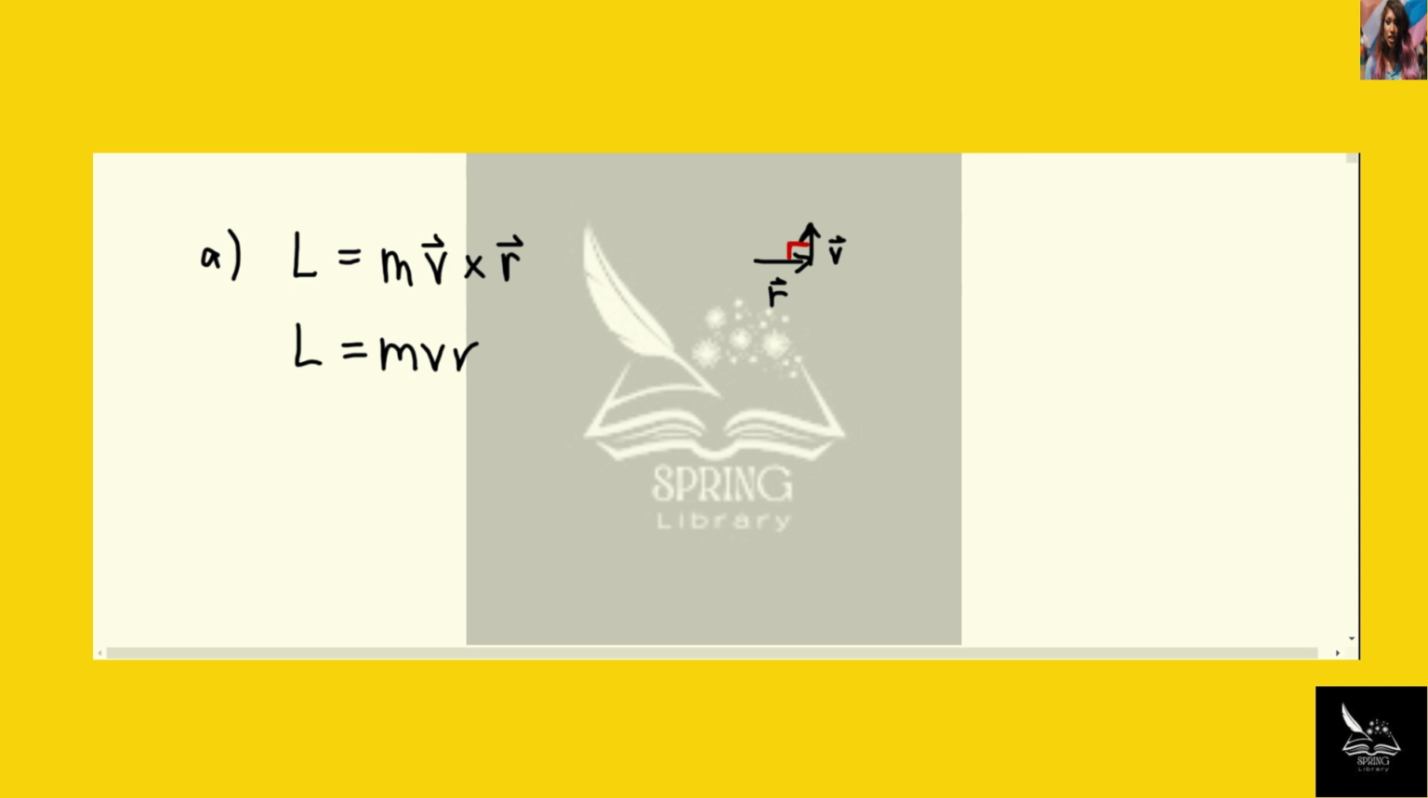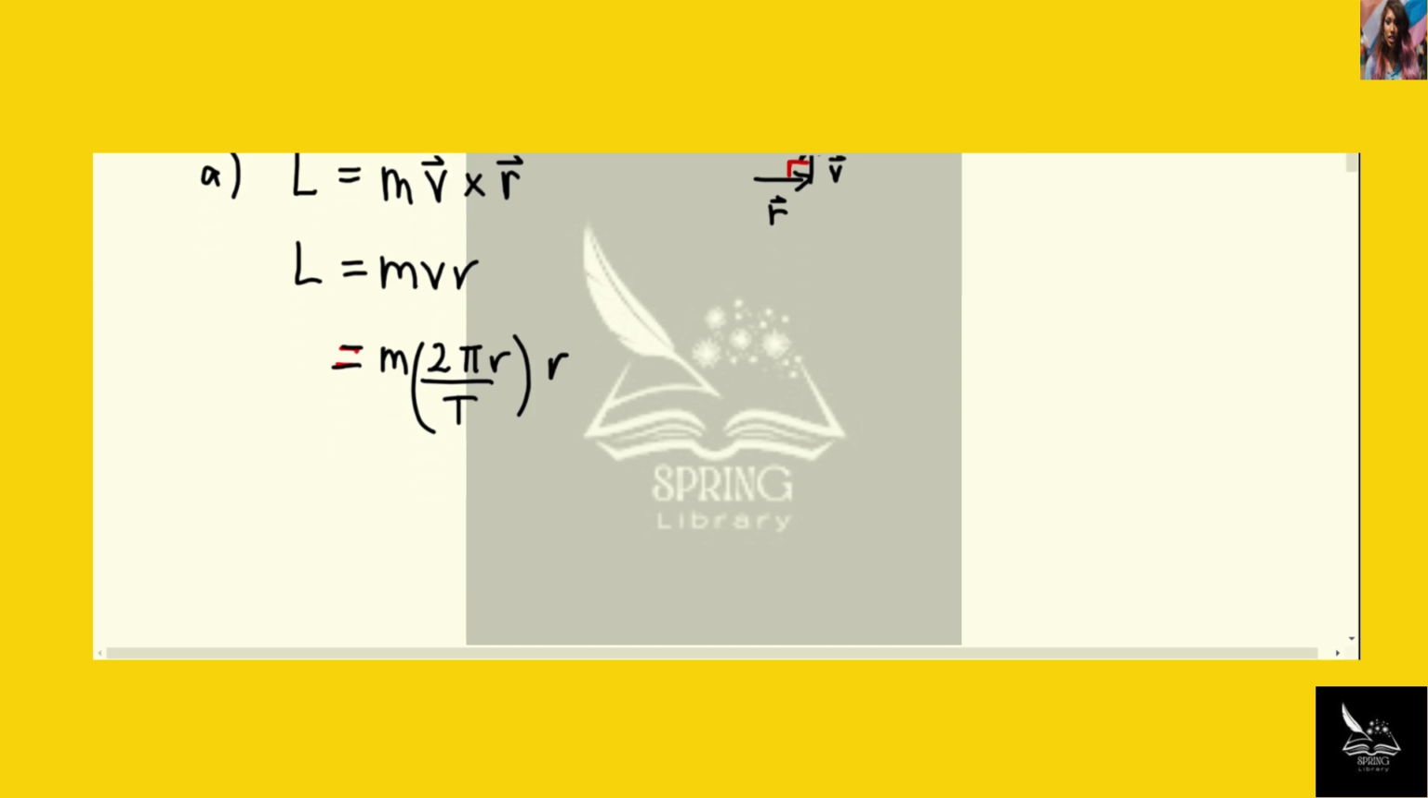We don't really know what the speed of the Earth is, but we can rewrite v as 2 pi r over the period. That's the distance that the Earth travels around the Sun, the circumference of its path, 2 pi r, divided by the period, or the time it takes to do a full circular orbit around the Sun. So overall, we get the following formula.